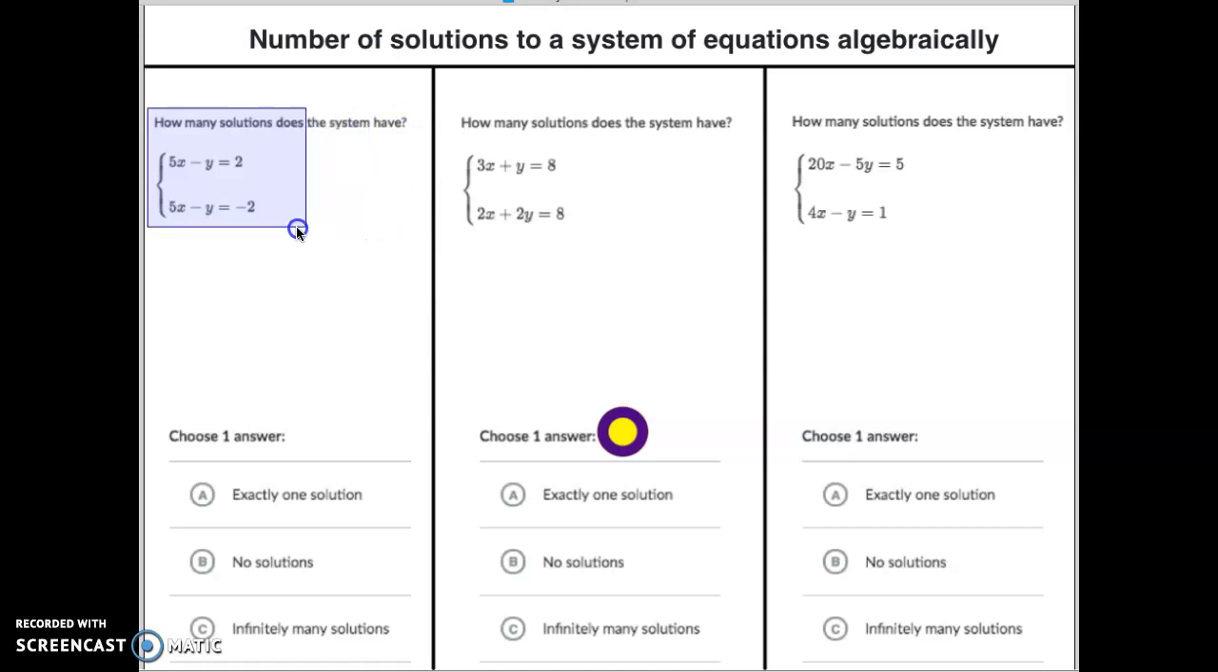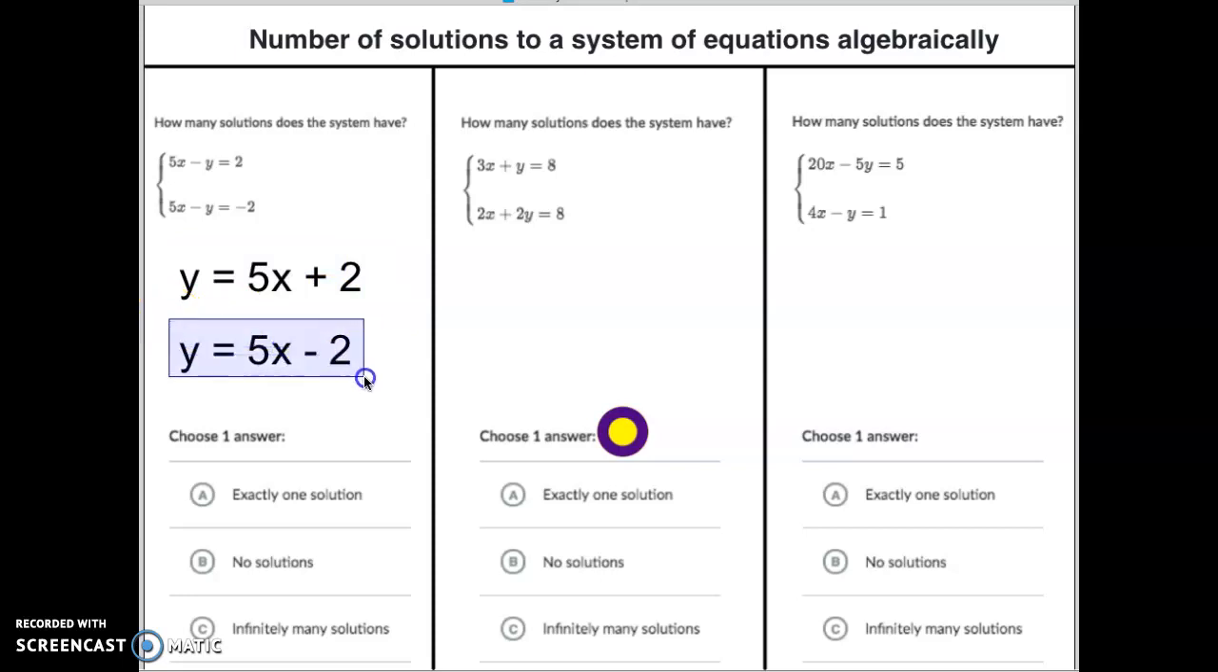We have an issue. These are not in y equals mx plus b format. So the first thing we have to do is solve this equation for y, and then solve this equation for y. This is something we've done several times before now, so you are expected to know how to do this. If you are struggling with that, please don't hesitate to reach out to me. I'm more than willing to help you with that, but for this video, I'm assuming you know how to do that. So when I solve both of those into y equals mx plus b format, I get the first equation to be y equals 5x plus 2, and the second equation to be y equals 5x minus 2.